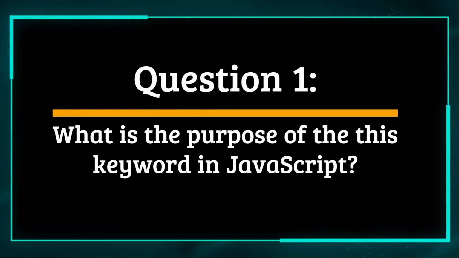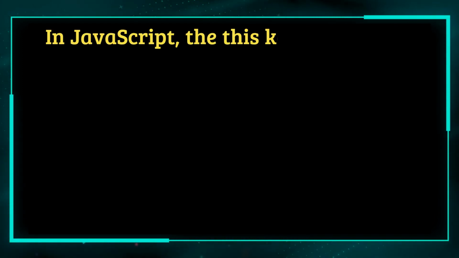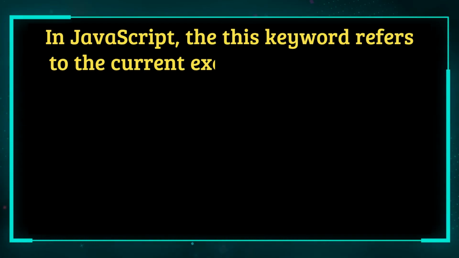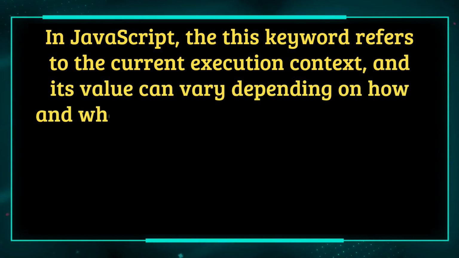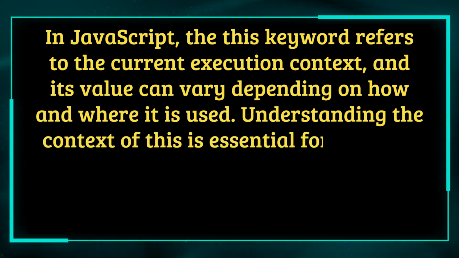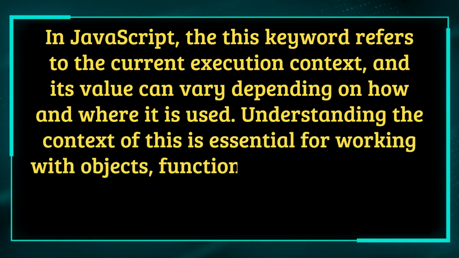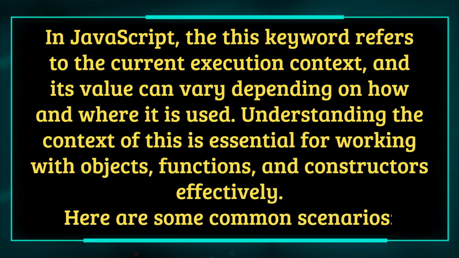Question 1. What is the purpose of the this keyword in JavaScript? In JavaScript, the this keyword refers to the current execution context, and its value can vary depending on how and where it is used. Understanding the context of this is essential for working with objects, functions, and constructors effectively. Here are some common scenarios.